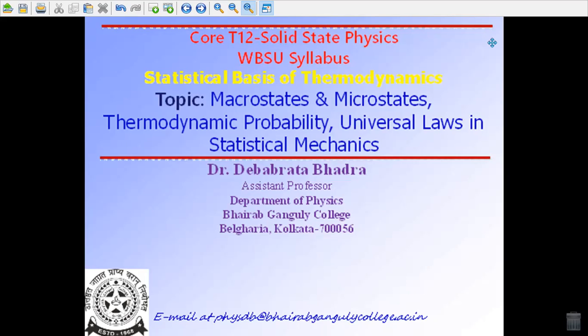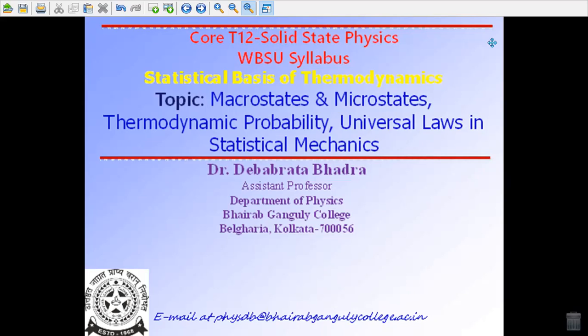So to start with the statistical basis, we all know that a study of thermodynamics gives us the various macroscopic properties that are related through an equation of state, right? Having only two independent parameters. However, the equation of state cannot be deduced from the laws of thermodynamics. It has to be obtained experimentally.